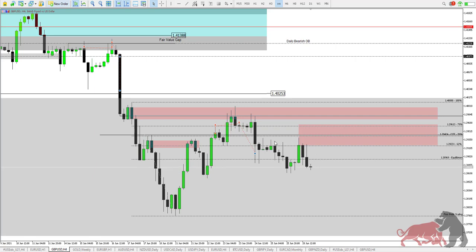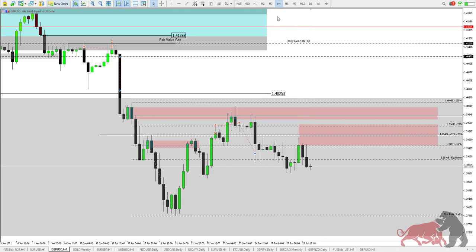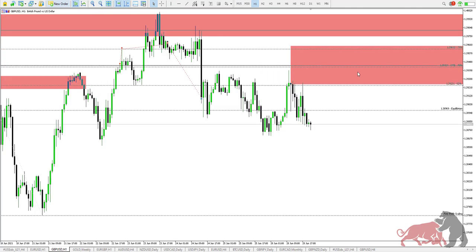Look for price to trade back into premium, this pink shaded area. There is a premium array there in the form of this fair value gap H4. Expect price to find resistance and trade to the downside. You can see already today we came right to the fair value gap's opening, and then price dropped about 60 pips on pound USD. So yeah, that's the forecast on pound USD.